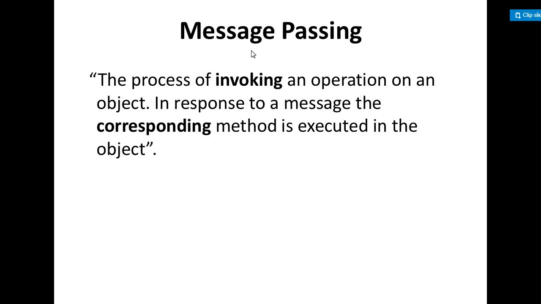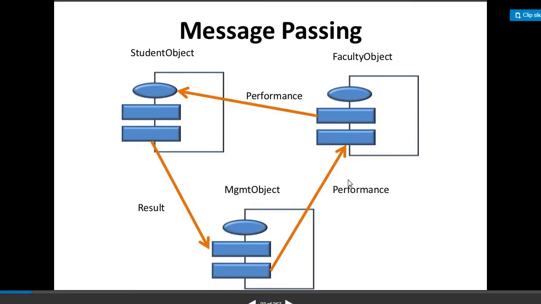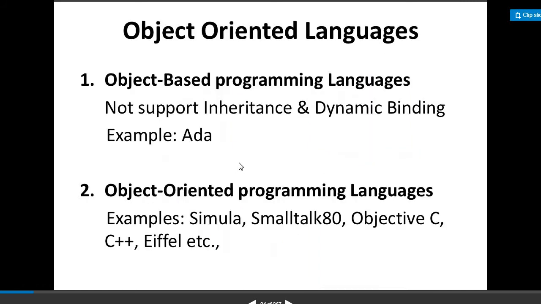Message passing is the process of invoking an operation on an object in response to a message. The corresponding method is executed in the object. So message passing is this. Suppose student object, faculty object, and management object. Faculty gives performance to students, students give results, and management looks after the faculty. This is how messages are passed in object-oriented programming.